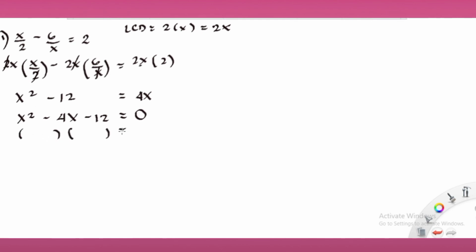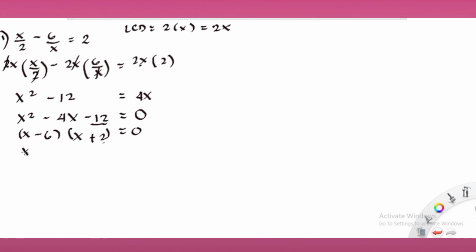So, let's have 2 parentheses equals 0. Factors ng x squared, x and x. Factors ng negative 12 na ang sum ay negative 4. Those are negative 6 and positive 2. Negative 6 times 2 is negative 12. Negative 6 plus 2 is negative 4.